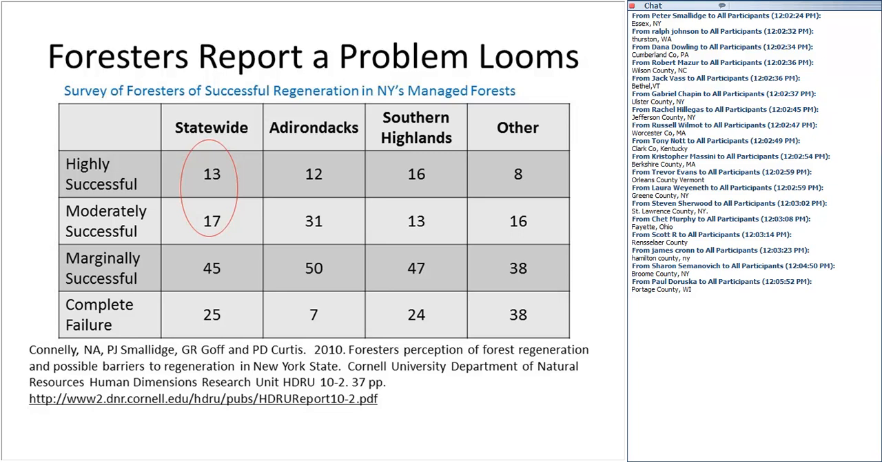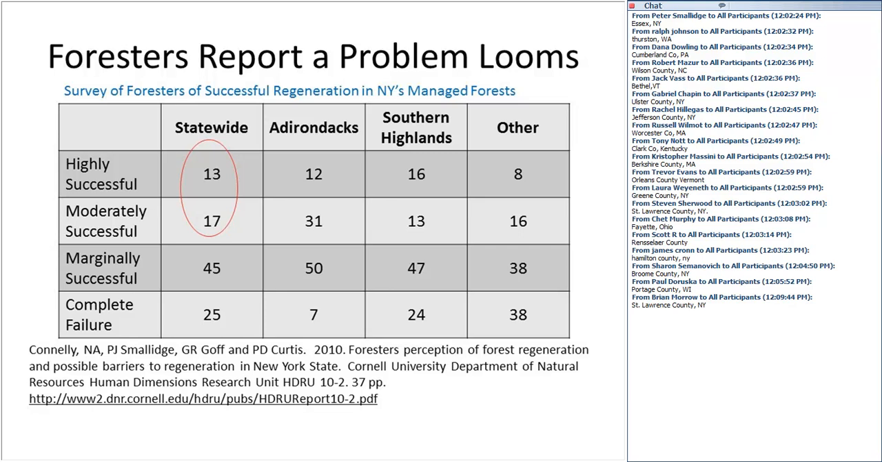But the end result, if you look at the average or however you want to consider it, is not looking very good for the capacity of New York forests to regenerate in a way that we want them to regenerate. In the study that we did with foresters, we had a slightly more rigorous definition of what constituted successful regeneration, which is probably why we had less success in attaining successful regeneration.